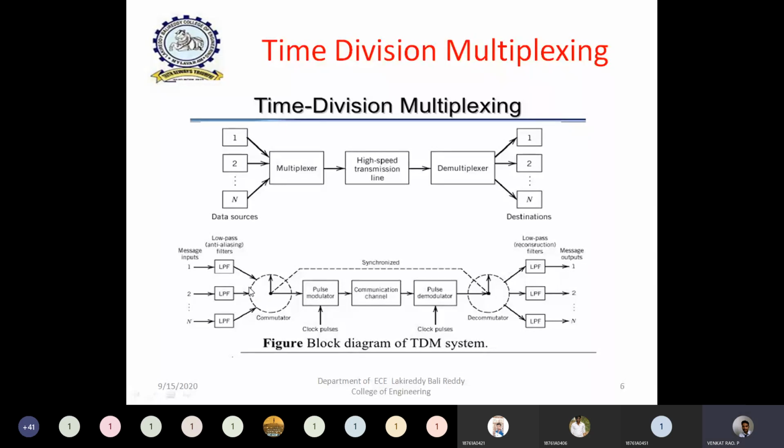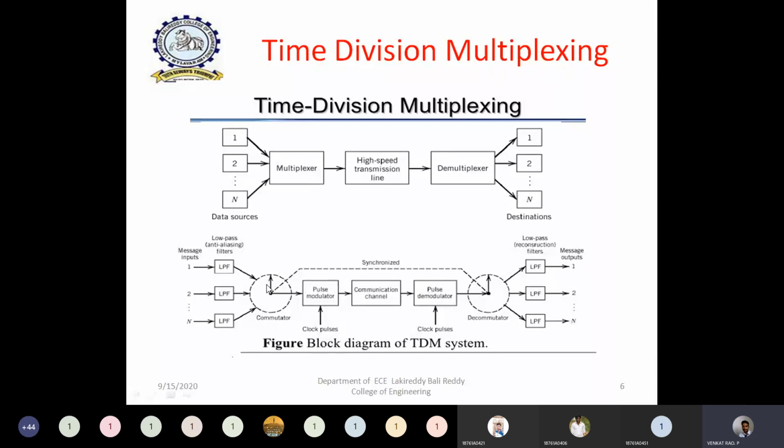For example, if you consider the commutator as a switch, the switch position changes from one time to another. Let us assume that the dotted lines in the circle represent different time instants. If this arrow is at this position, then a sample value of the first signal will be transmitted. If the arrow points to some other instant, then at that particular time instant, maybe a sample of the second signal or a third signal will be transmitted in the single communication channel.